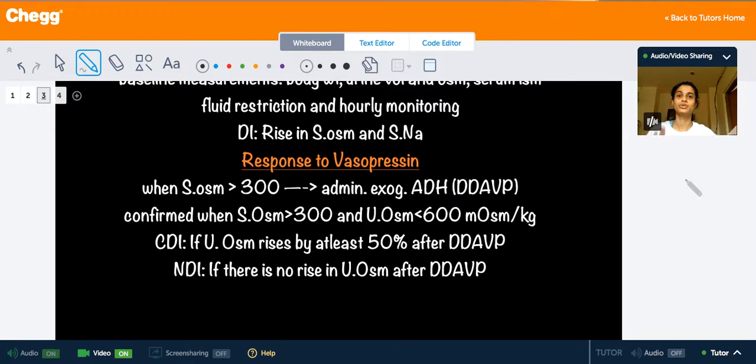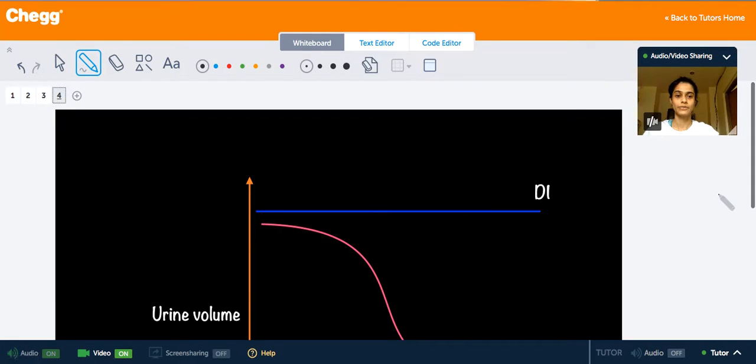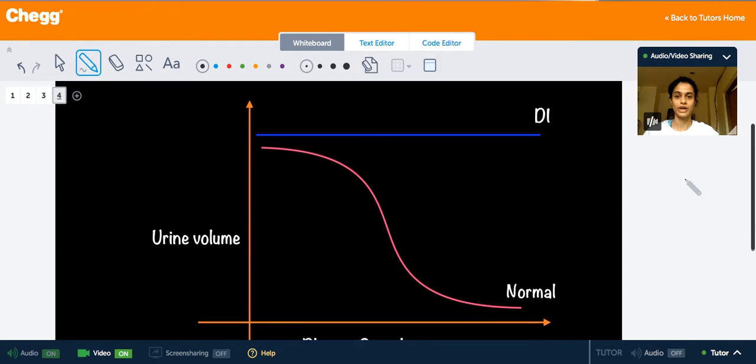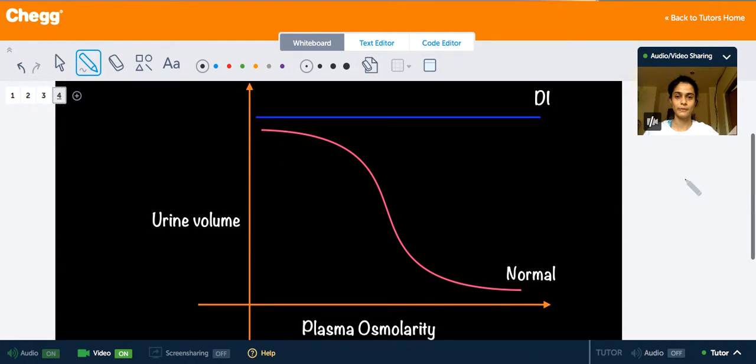So this is how you diagnose DI in the first place, by water deprivation test. And then to differentiate what type of DI it is, whether it's nephrogenic or central, you do the response to DDAVP. Going on, there's just this little graph right here that I've made for you to help you get an idea of what's going on in DI versus normal.